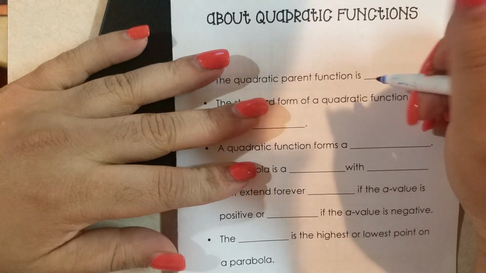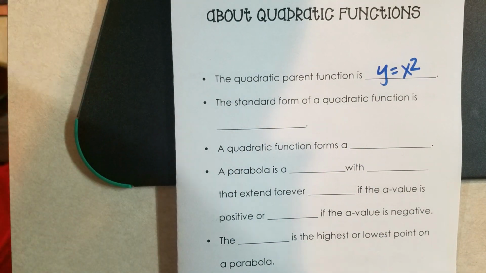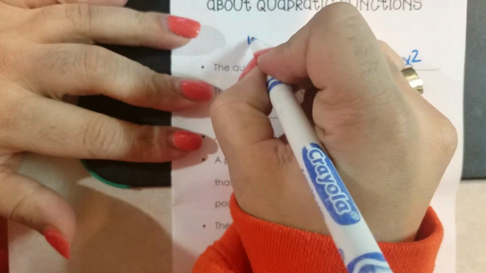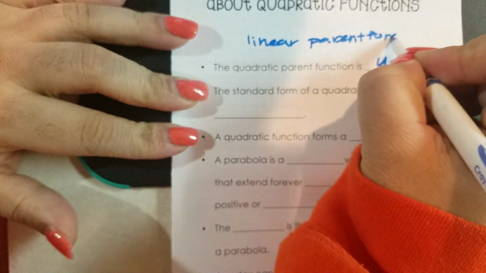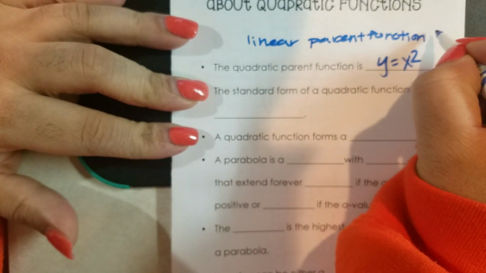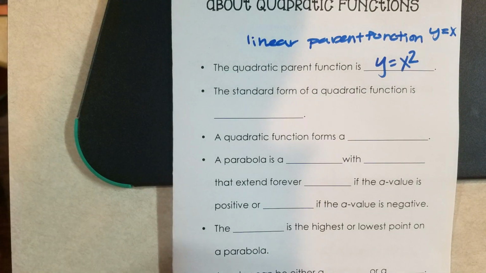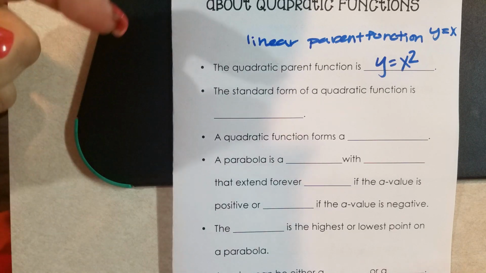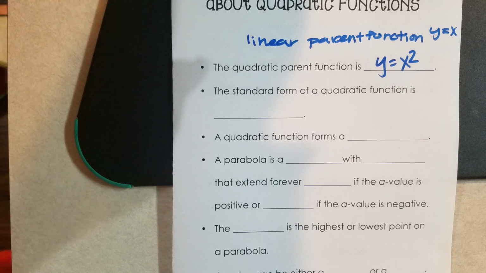So quadratic functions. The parent function is y equals x squared. You'll remember that the linear parent function was y equals x. This is the second parent function that we are learning about. And there's going to be a third one before you leave Algebra 1. Those are your three basic parent functions you're going to start off Algebra 2 and Geometry with.